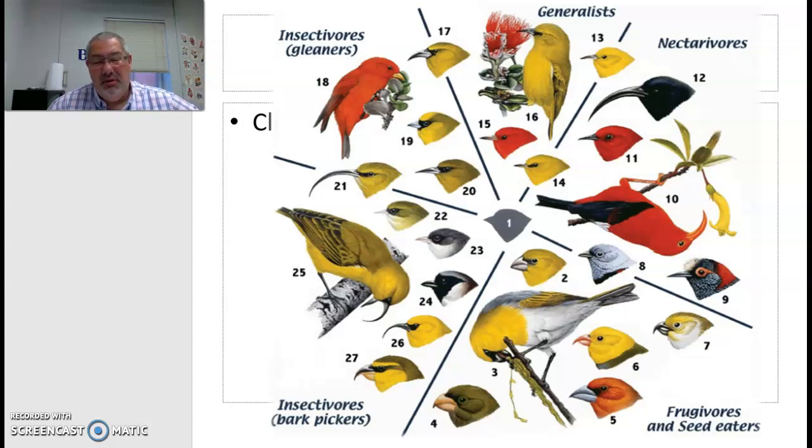You see some of them are insect feeders off of leaves or bark. Some feed on nectar, and some feed on fruits and seeds, and just a very few are what are called generalists that have a very varied diet. Most are very specialized, have a very specialized niche.